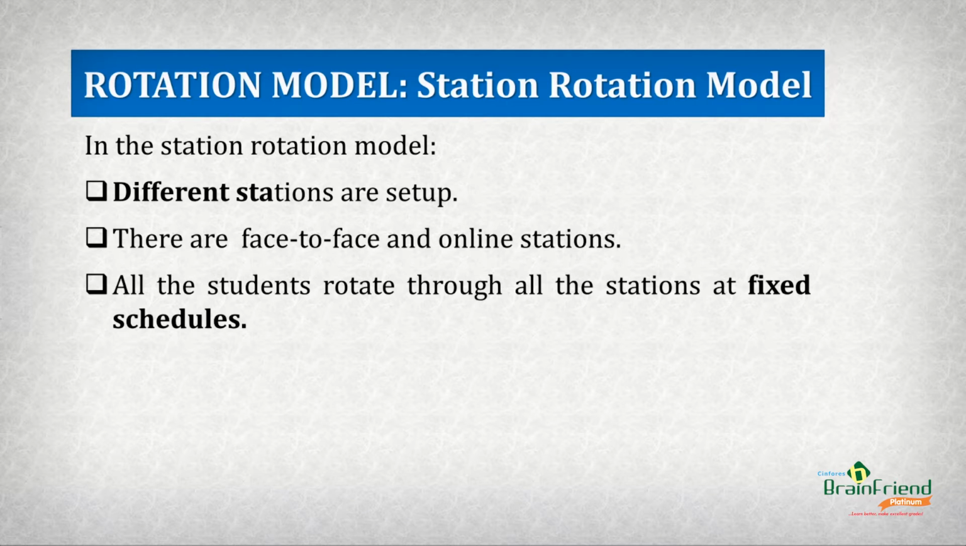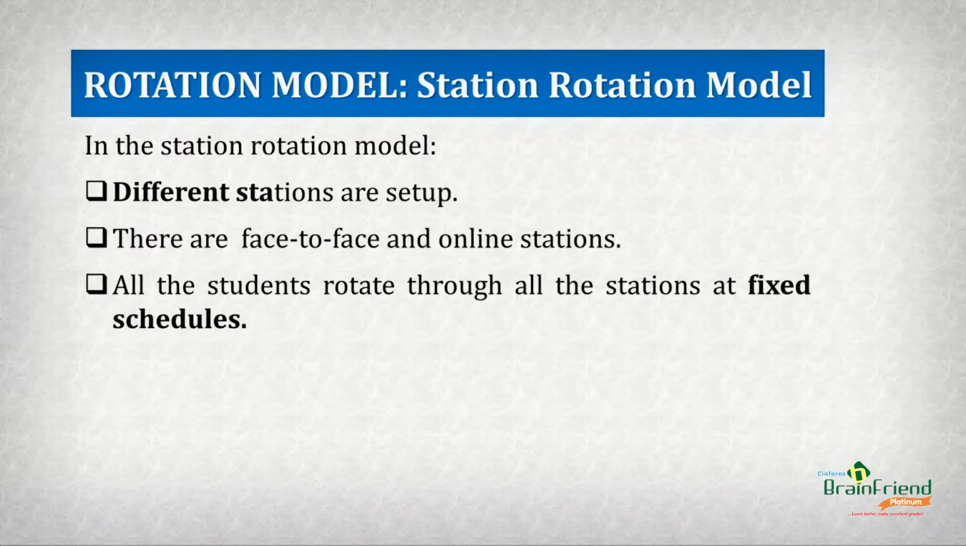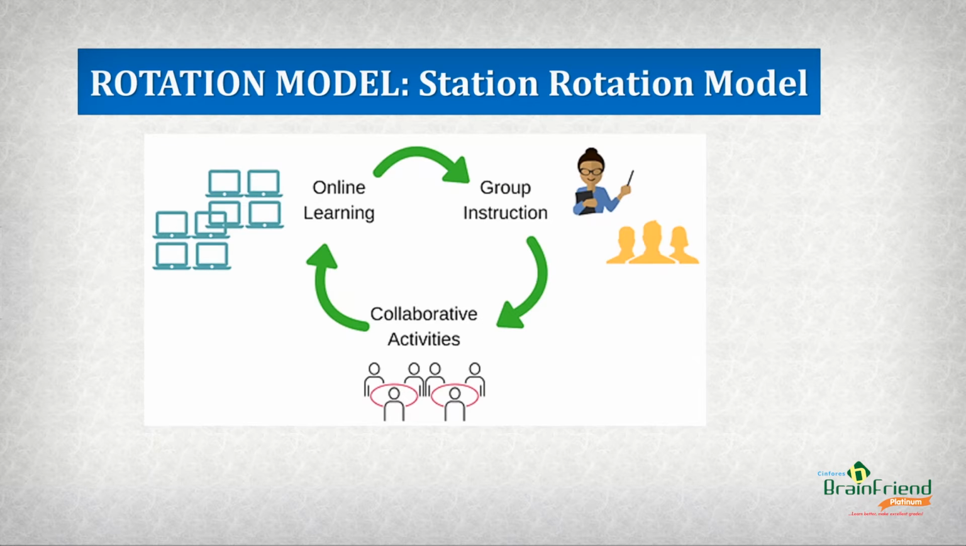We will begin with the rotation model, which has 4 subcategories. The first on our list is the station rotation model. In the station rotation model, different stations are set up in a class or a learning space. They are both online stations and face-to-face stations. And all students are required to move through the different stations at fixed schedules. This diagram depicts the station rotation model.